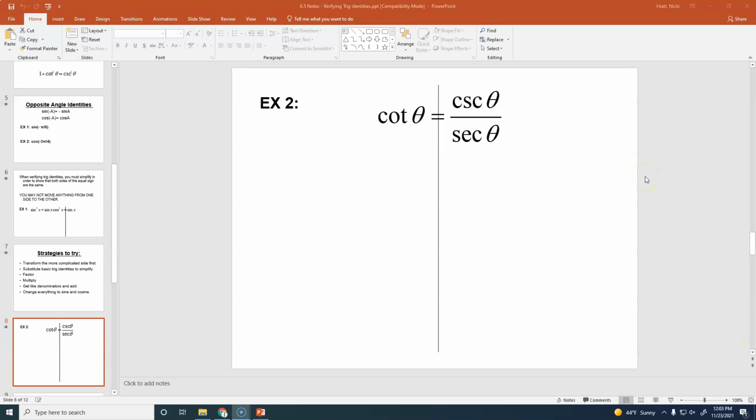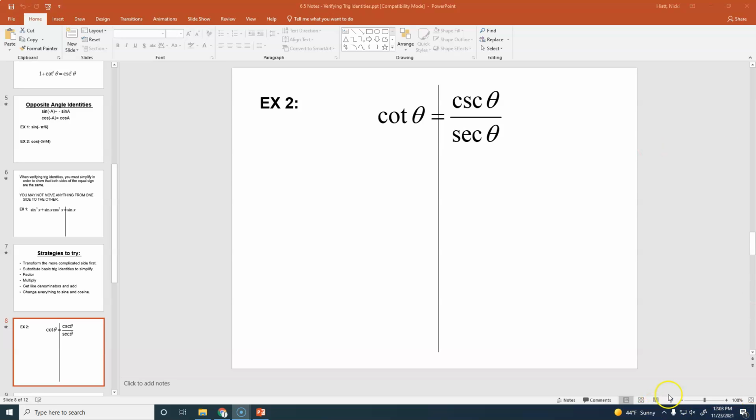All right, so whenever we're verifying identities, we want to try to get one side to match the other side. And we're only going to work on one side at a time. We can't move things from one side to the other. We can work on both sides if we want, or we could do all of our work on one side to get it to match the other side.